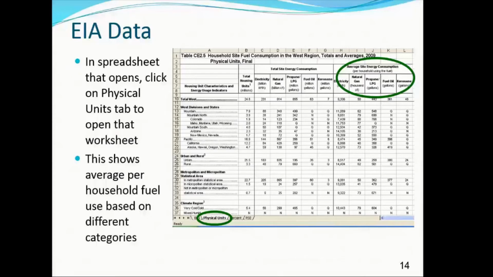What you want to do here is look at the bottom of the screen, where you'll see the different tabs in the worksheet. The one it goes to by default is BTU. You don't want that one. You want the physical units tab. Click on physical units, and that shows you the numbers per household, and it tells you the units of each of these numbers. You'll see that it's divided up by different areas. You can get numbers based on where the reservation is located, based on urban and rural, based on the metropolitan statistical area, based on the climate region.